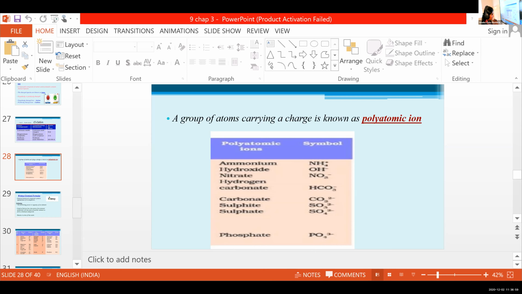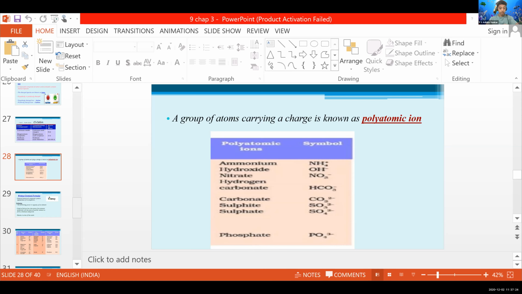CO3 2 minus. So these all are examples for the polyatomic ion. That's in the textbook page number 37, the last table, polyatomic ion symbols. Don't you see that? Yes, ma'am.